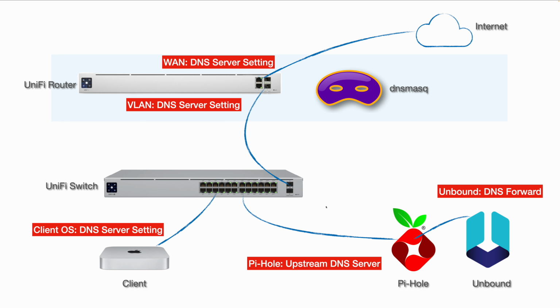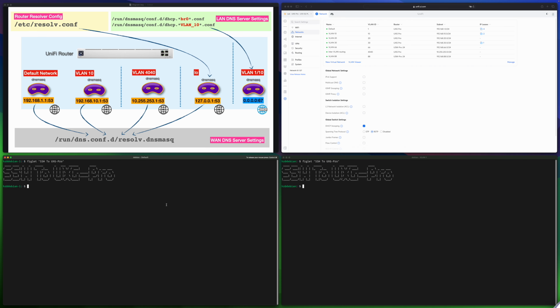So you may wonder which setting is effective at a single time, how they work together, and for each scenario, how we can set them properly. The most important thing for us is to understand how DNS name resolving works within the UniFi router. To achieve that, we have to go to the backend to check the configurations.